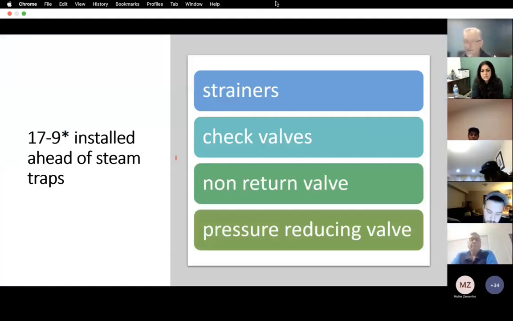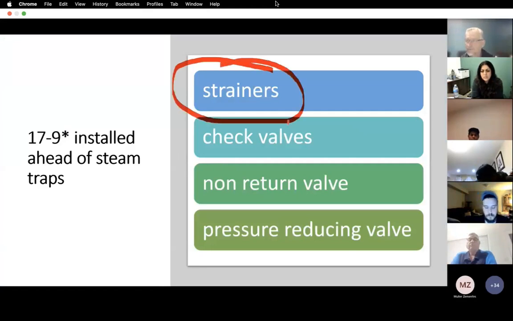Something ahead of steam traps, these mechanical traps have little passages and small valves. We're going to put strainers in. Okay. A check valve, yes, but not ahead. Strainer ahead, check valve after.